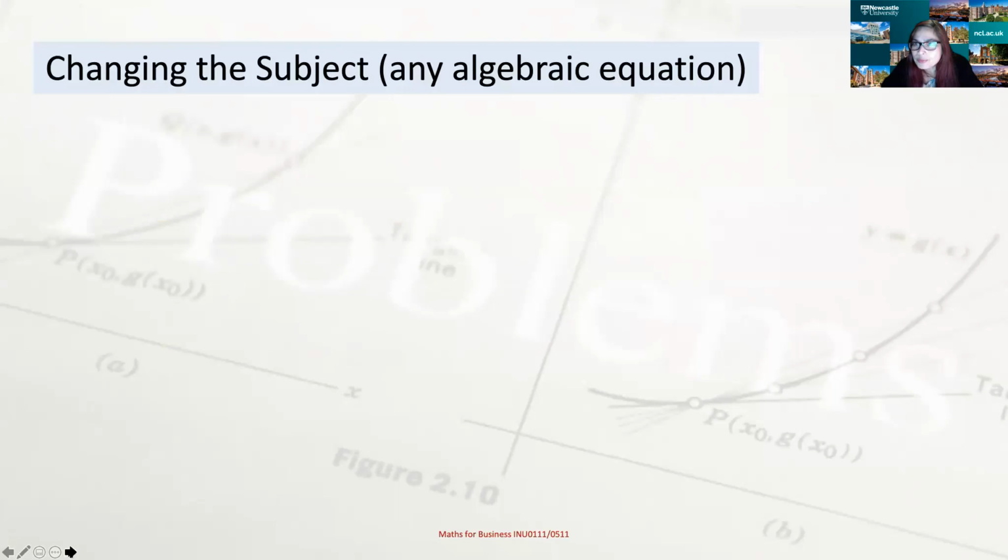Now we have seen changing the subject in the case of formulas and we know the importance of it. Let's do it for algebraic equations. That's important too. In real life, to solve problems, we use algebraic expressions and equations, and by changing the subject, we can find the value of the unknown quantity. So it's very useful in real life.